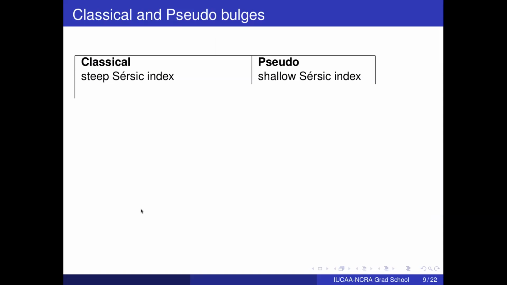So how do you identify them? From an image, the classical bulges tend to have a steep Sersic index. Pseudobulges tend to have a shallow Sersic index. So that Sersic value of n will be close to 4 or maybe even higher for classical bulges. For pseudobulges it is usually less than 2. So that's the way you see them. These classical bulges, it turns out, are common in early type spirals, SA and SB type galaxies. But pseudobulges are more common in late type spirals.